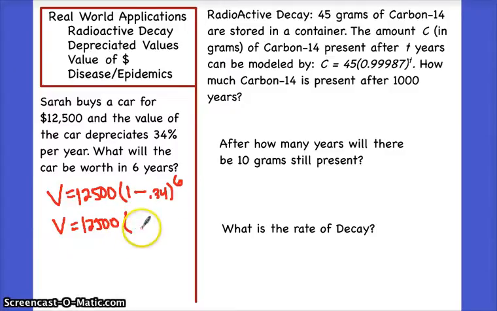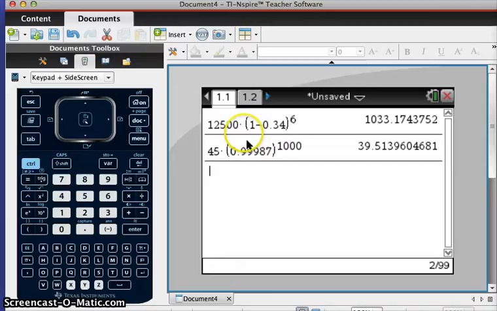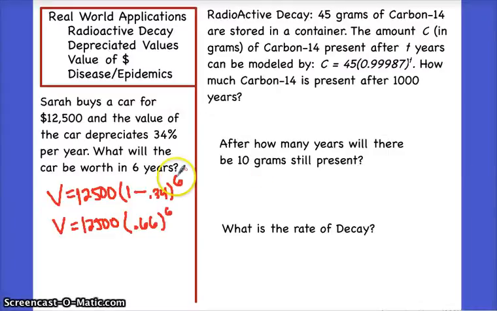And if we take 1 minus that 0.34, you get 0.66. And that is how much money it's still worth. We're keeping 66% of the value. And if we type that into our calculator, very carefully, you notice I've got that typed in over here at the left, $12,500 times 1 minus 0.34 to the 6th gives you $1,033.17. So our value in just 6 short years dropped from $12,000 down to about $1,000 in value.